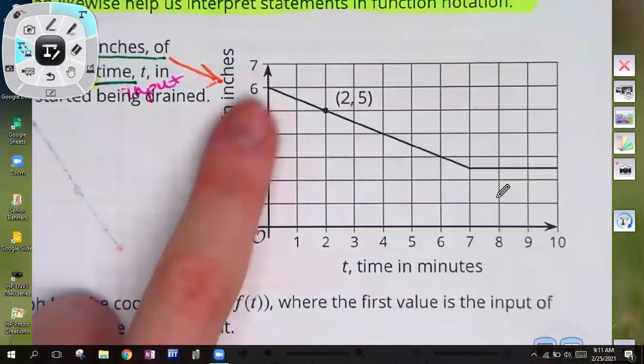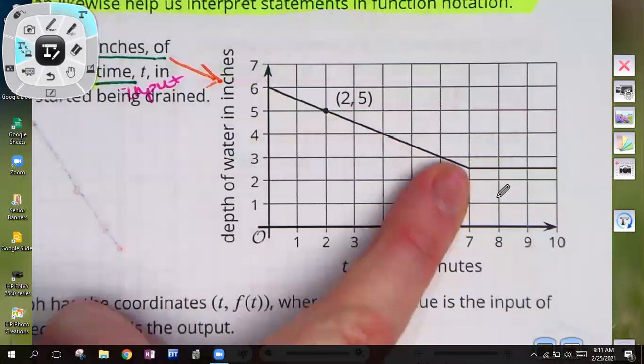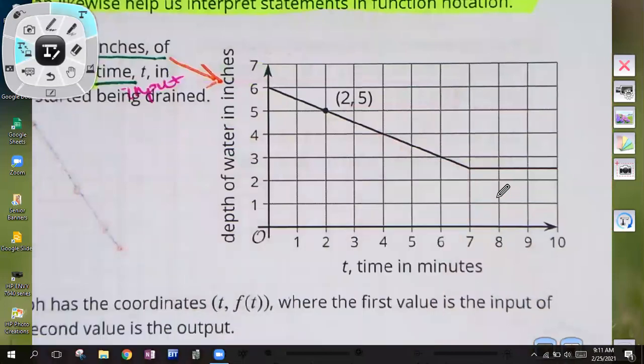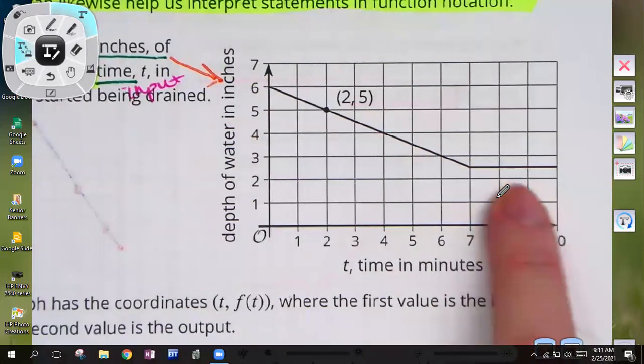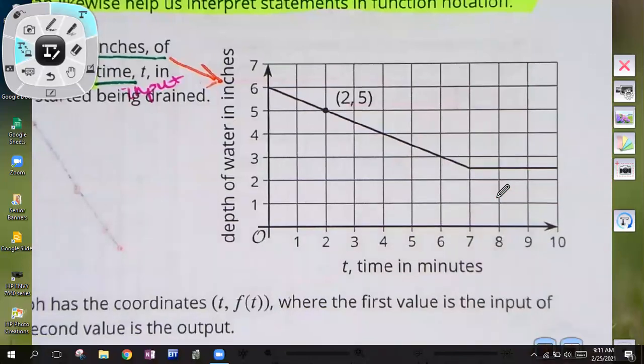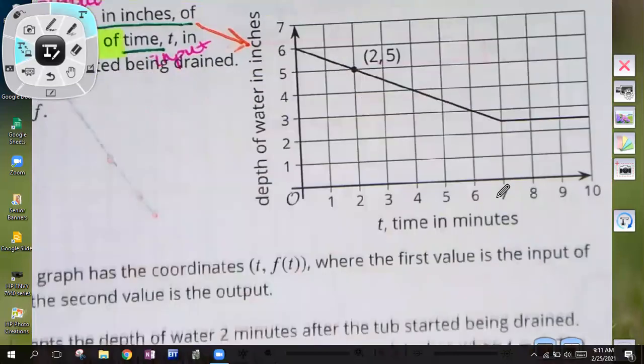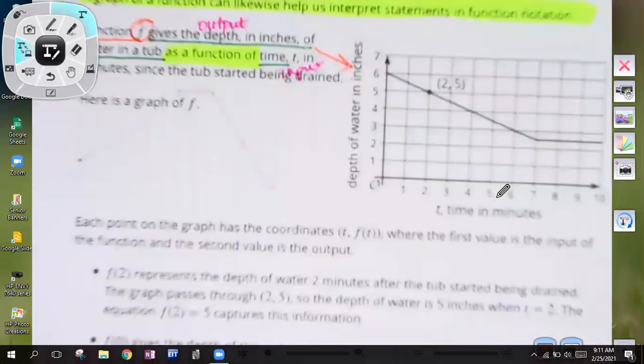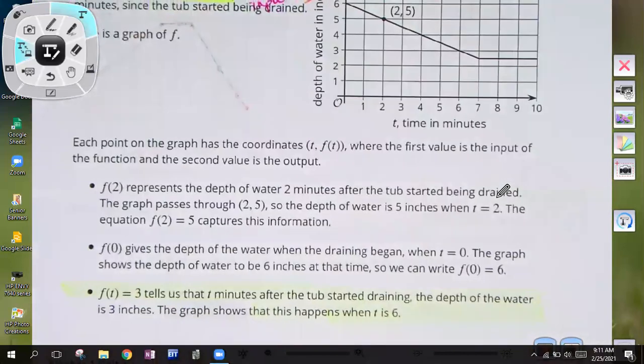All right, so what does this decreasing part of our function represent? The water being drained. Okay, then what happened after 7 minutes? It just stopped. It stopped being drained. So what do we think happened in the real world? They probably plugged it back up. Okay, so that's what that function is talking about. So y'all are already taking these mathematical situations and these function notations and connecting them to a real world situation, which is really important.